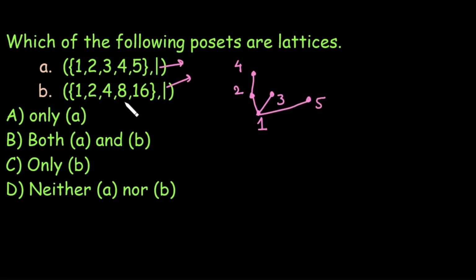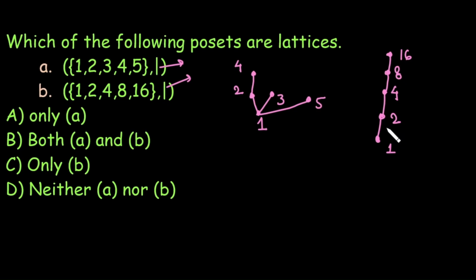Let's construct it for the second case. The Hasse diagram for the second case: 1 divides every number, so place it at the bottom. 1 divides 2, so the level of 2 is 1 above this. Then 2 divides 4, yes, so its level is 1 above this. 4 divides 8, yes, so its level is above this. 8 divides 16, above this. Now whenever we have such a diagram, each and every element has a least upper bound and a greatest lower bound. Why? Because all of the pairs are comparable.